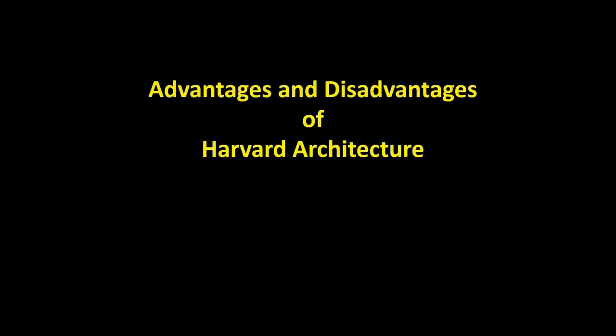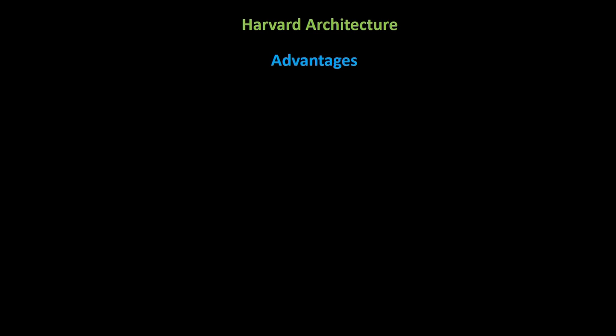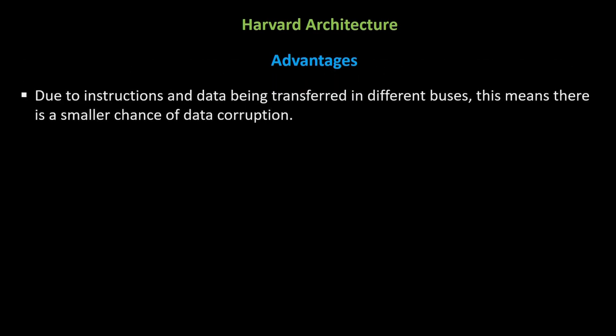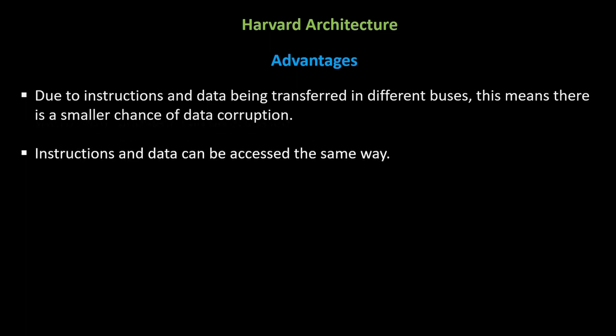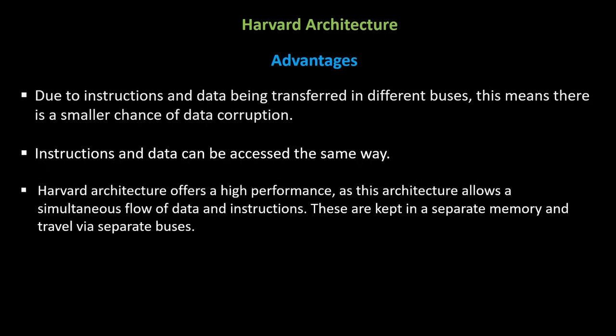Harvard architecture offers several advantages over the more common von Neumann architecture. One significant advantage of Harvard architecture is the reduced chance of data corruption. With separate buses for instructions and data, the risk of unintended interference or corruption is minimized, ensuring the integrity of both components. Furthermore, this architecture allows for instructions and data to be accessed in the same way, simplifying memory access and enhancing efficiency.